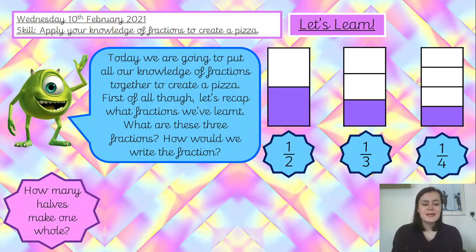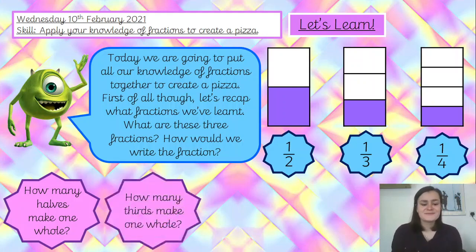Okay, how many halves make one whole then? So think about a half. How many halves are there to make one whole? Shout it nice and loud for me. There are 2 halves in a whole. Well done. Okay, how many thirds make one whole? Think carefully. How many thirds make one whole? Nice and loud. 3 thirds make a whole.